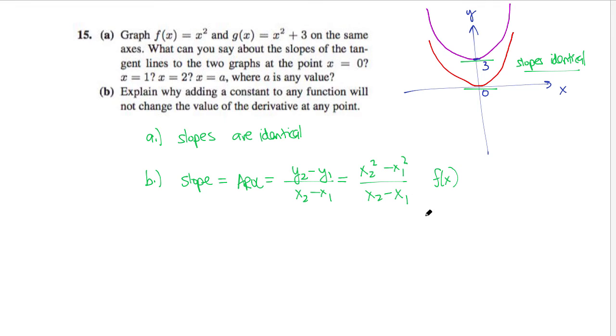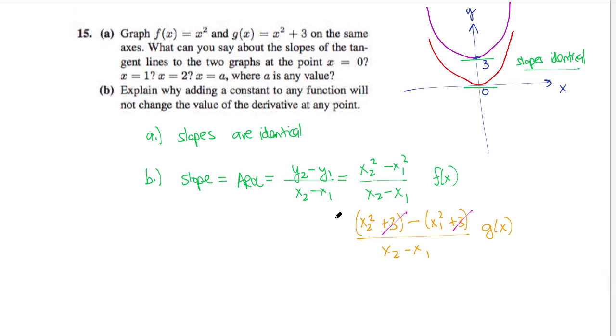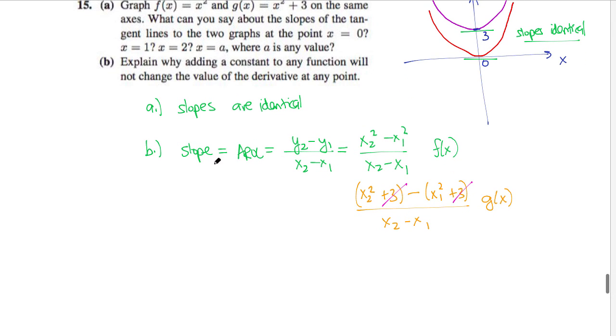If I change colors here, I could have x2 squared plus 3 minus x1 squared plus 3, over x2 minus x1, and this would be g of x. And what do you notice is going to happen? Well, I have plus 3 minus 3 over here. So these 3's end up canceling out. So any constant that we put in there will not end up affecting our slope, and therefore will not affect the value of the derivative at any point.